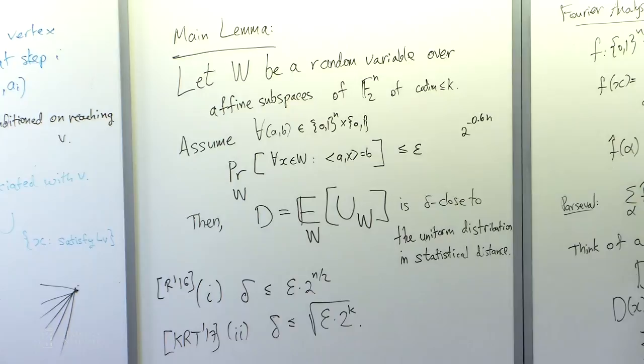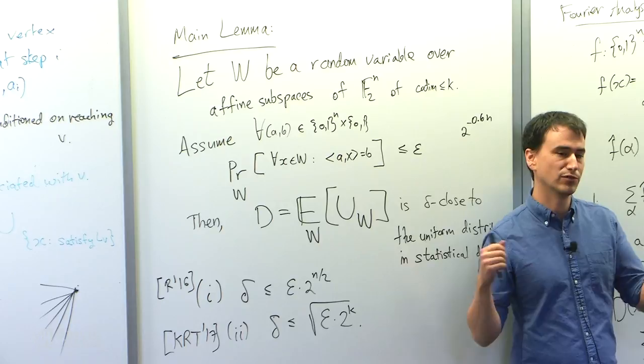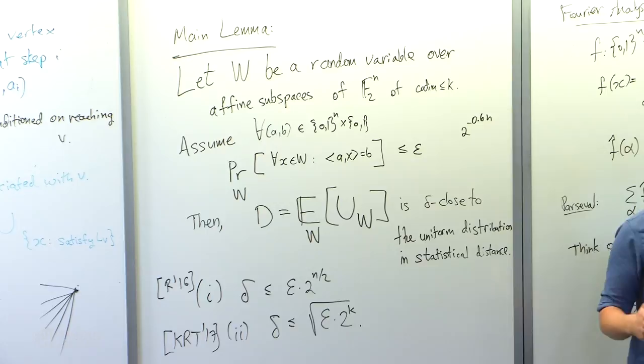I need to say that in the sparse case, we are not really talking about the uniform distribution. We are talking about the uniform distribution over sparse solutions. So there is more difficulty in proving it. But I will not go into these technical issues.